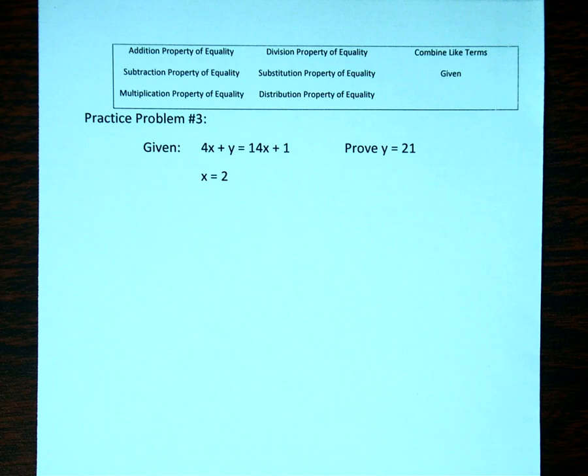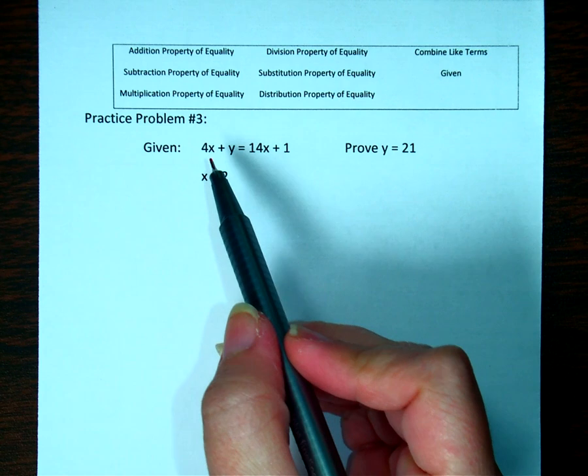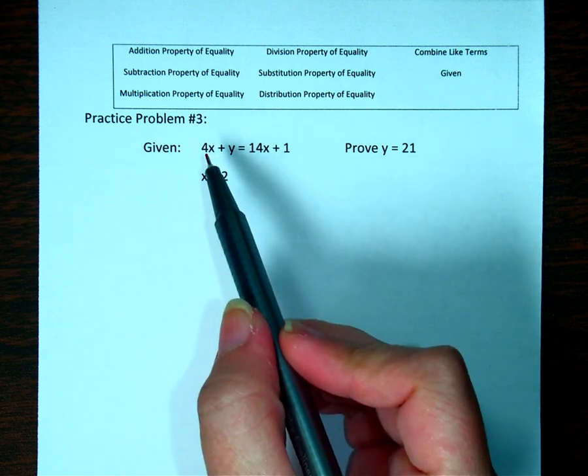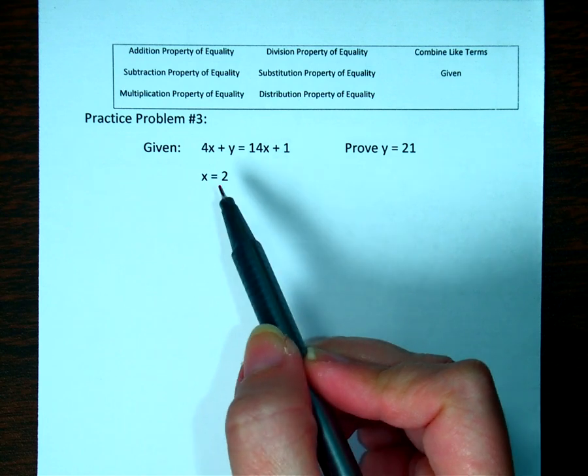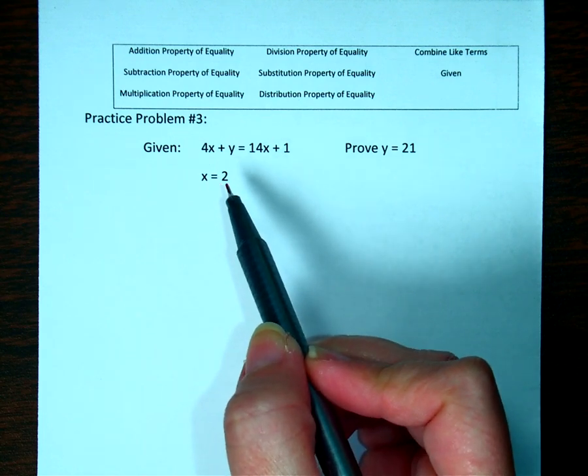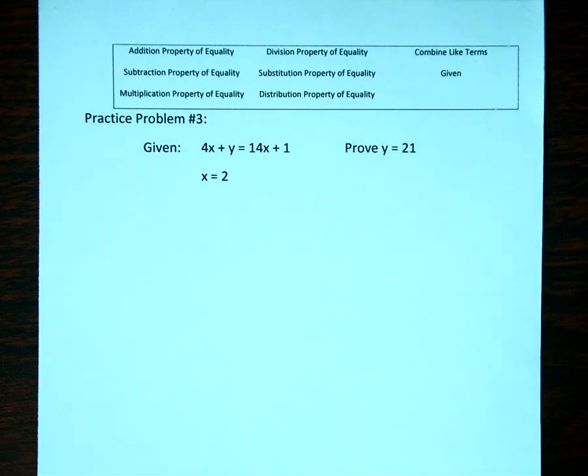Okay? All right, so notice this time on problem number 3, we did 1 and 2 in the last video. I have two givens. I have 4x plus y equals 14x plus 1, and then I also have x equals 2. And I'm trying to prove that y equals 21. Okay, so let's go ahead and get started.